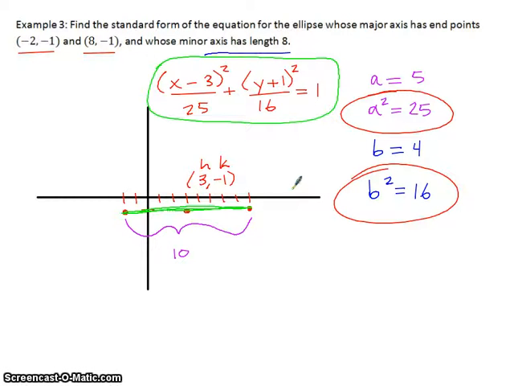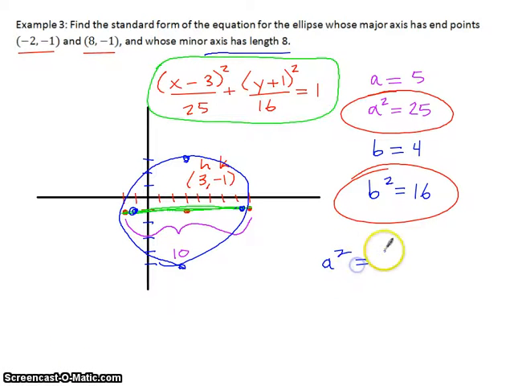Alright, so if I wanted to draw this actual ellipse, I would need to go up a distance of 4, 1, 2, 3, 4, and down 4 from the center, and draw my ellipse here. If I wanted my focus points, which would be somewhere here and here, I would need to use the fact that a squared is equal to b squared plus c squared and solve for c in order to identify those points. Let's go ahead and do that for good practice, actually.